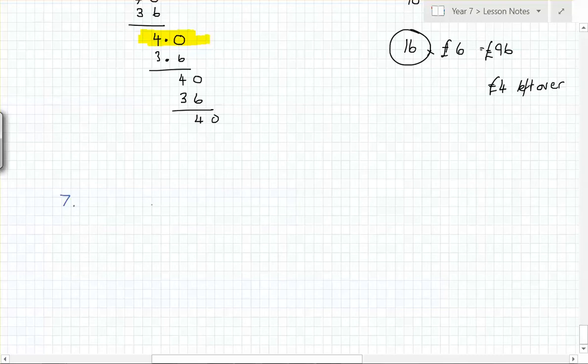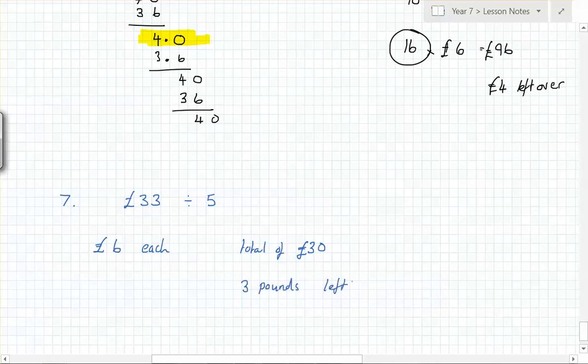Question 7 then. £33. Okay, again, nice and easy. Shared equally between 5 children, so it's divided by 5. How much do they each get? Now again, this is a situation where 33 doesn't divide by 5, does it? No. So we just need to find the nearest number that does. 6. So we know £6 each. That would make a total of £30.